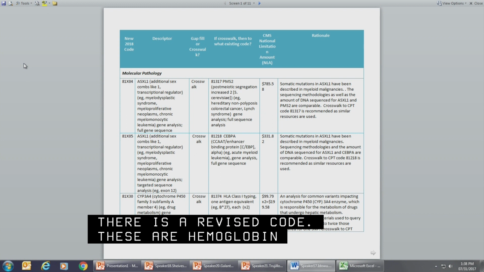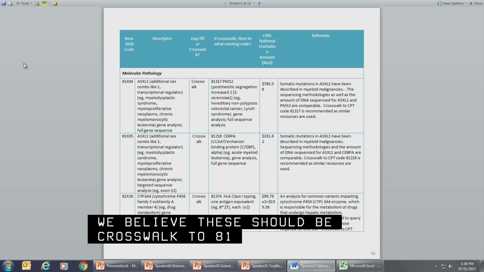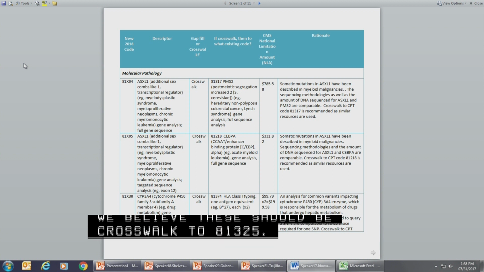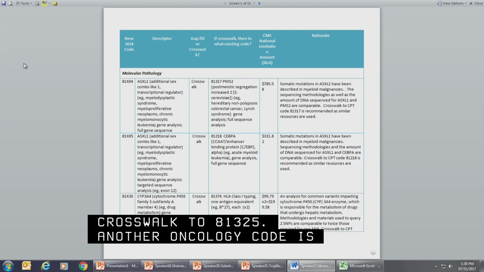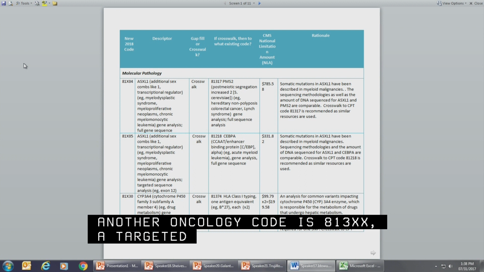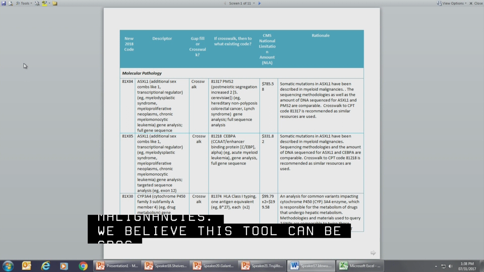We believe these could appropriately, as mentioned earlier today, be crosswalked to H1235 EGFR code. Another oncology code is H13XX, which is a RUNX1 targeted gene. Again, this is used for myeloid malignancy. We believe this could appropriately be crosswalked to H1235, again, as similar resources are used.